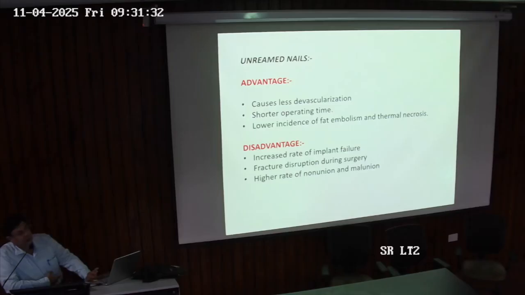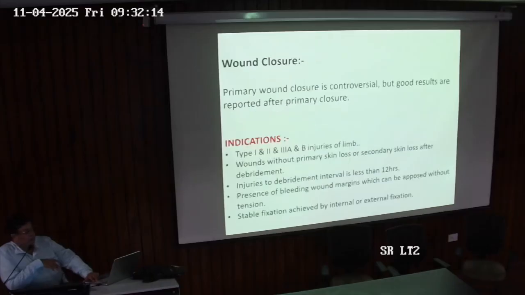The disadvantage of an unreamed nail is that we have to satisfy ourselves with a smaller diameter of the nail. So a smaller diameter may fracture, or the implant may fail, and the smaller diameter may allow some movement of the bone, so fracture reduction may not be perfect and stabilization may not be adequate, so it leads to a higher rate of non-union and malunion.